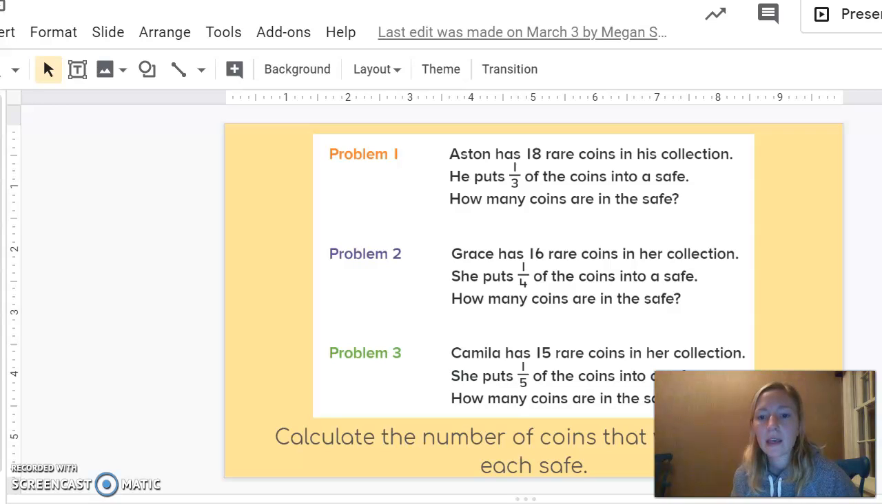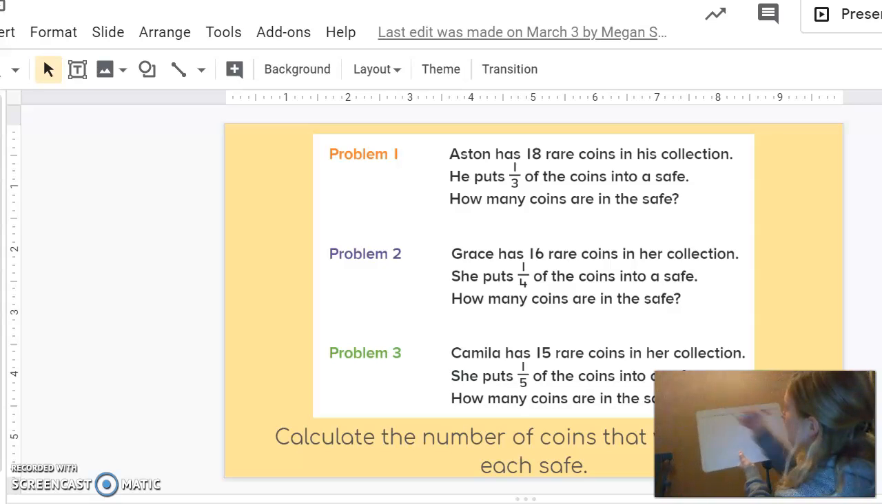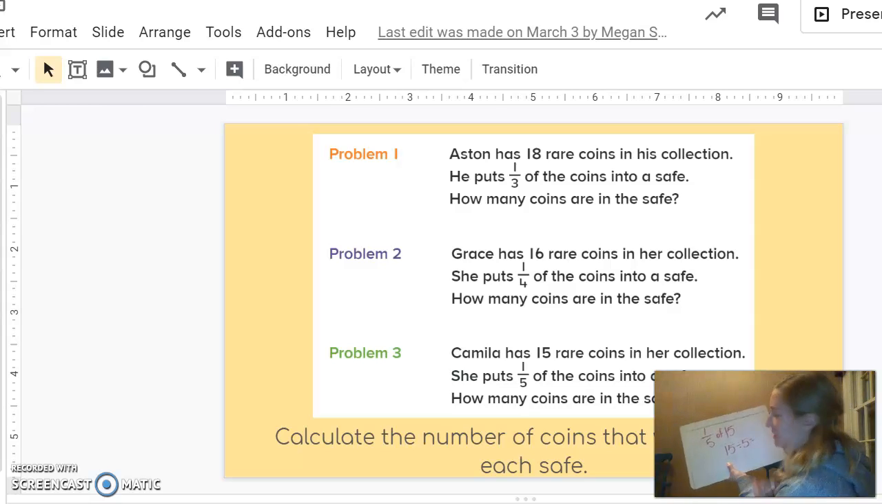Okay, the last problem. Camila has 15 rare coins in her collection. She puts 1/5 of the coins into a safe. How many coins are in the safe? So here I know that I need to find out what 1/5 of 15 is. That's just like saying, if I have 15 coins and I put them into groups of 5, how many are in each group? So I'm going to be doing 15 divided by 5. Because I know my multiplication facts, that's really easy. I know that's going to be 3. Draw pictures if it helps you.